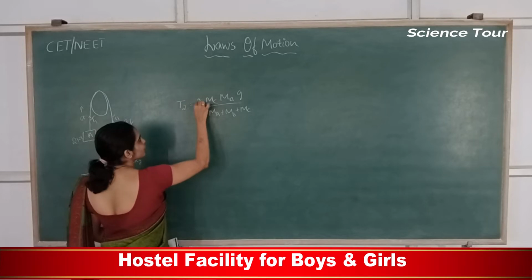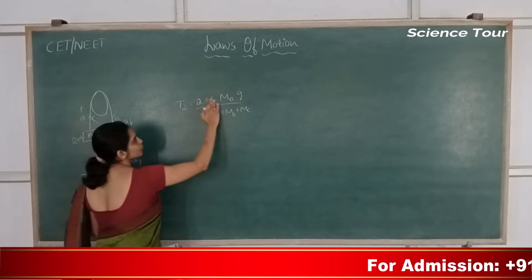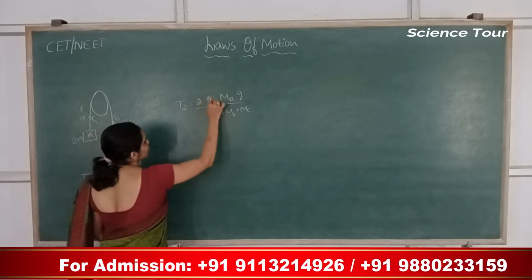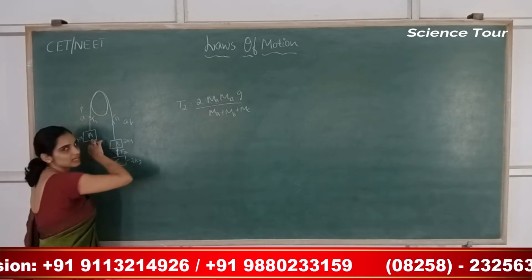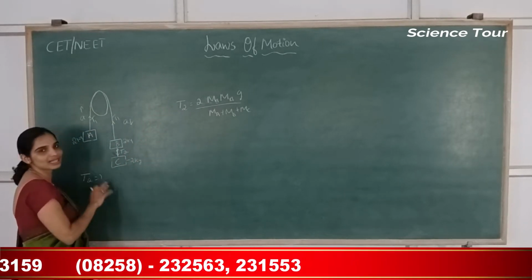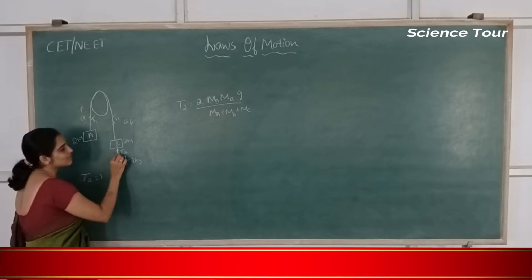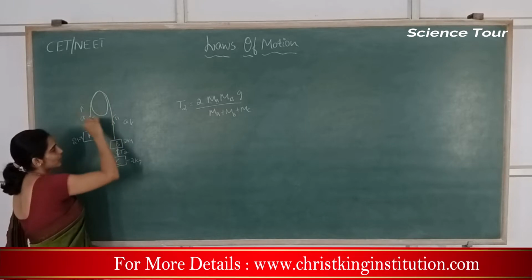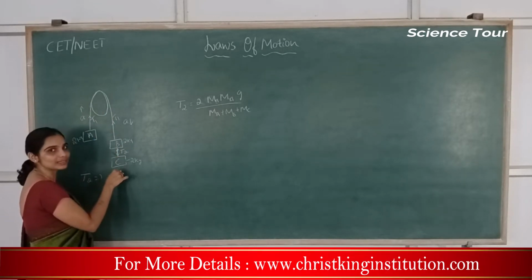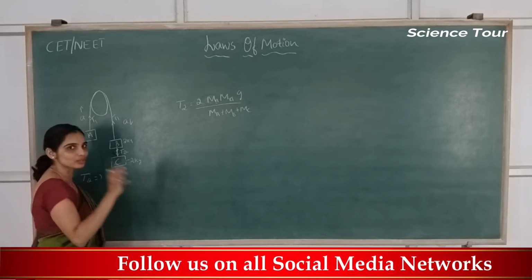If this doesn't exist, then mass of C would go 0. Again, same thing. If mass A doesn't exist, then tension will become 0. If gravity doesn't exist, tension will become 0. What if B doesn't exist? Then this string will be connected to that string, and the same tension will still exist. So if B is 0, tension T2 is not equal to 0.